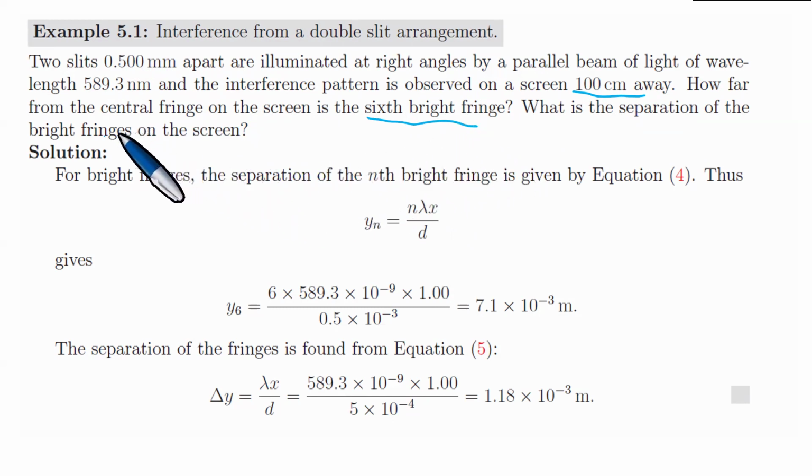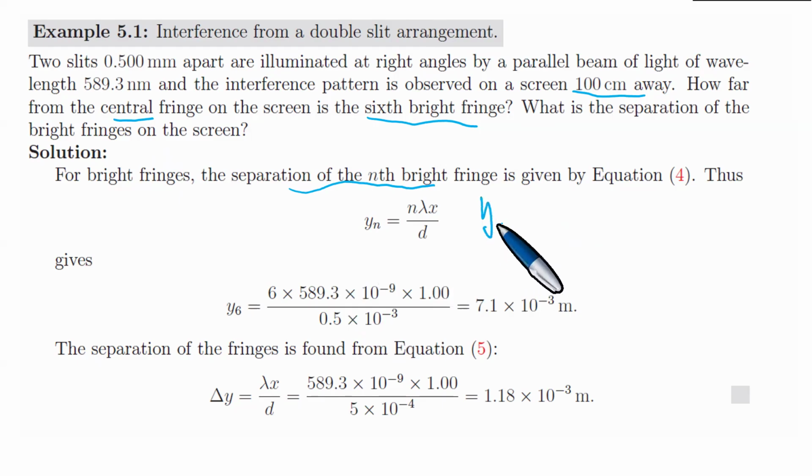What is the separation of the bright fringes on the screen? Okay, we discussed this solution because it's going to help us to understand this better. For bright fringes, the separation of the nth bright fringe is given by equation 4. Thus, y_n equals n lambda x divided by d. Now we are asking: how far from the central bright fringe on the screen is the sixth bright fringe? So y_n is n lambda x divided by d.